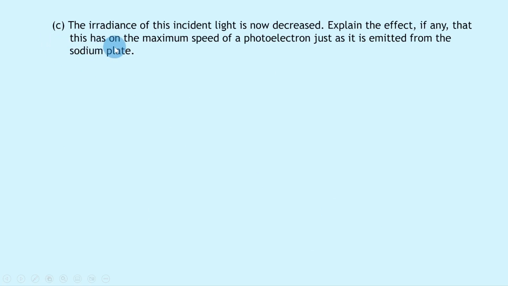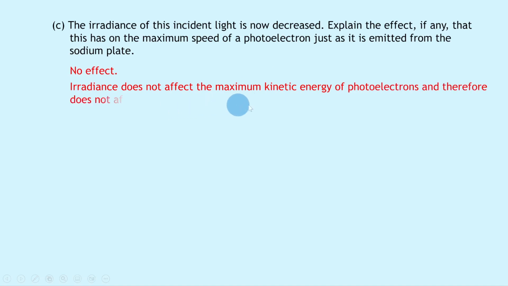Lastly, part C says the irradiance of this incident light is now decreased. Explain the effect, if any, that this has on the maximum speed of a photoelectron just as it is emitted from the sodium plate. Well, remember we saw in question 1 that irradiance will have no effect on the maximum speed of a photoelectron as well as the maximum kinetic energy. So that means we can say here no effect. Irradiance does not affect the maximum kinetic energy of photoelectrons and therefore does not affect their maximum speed.